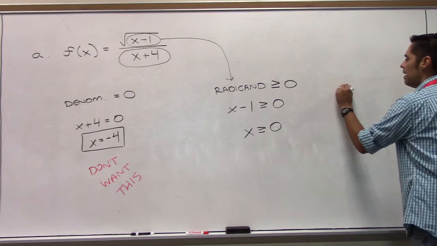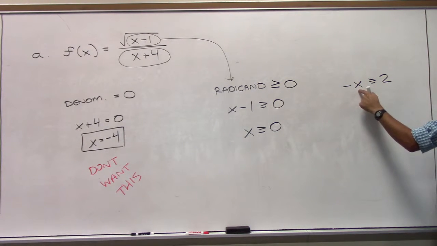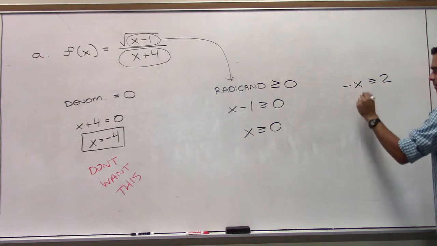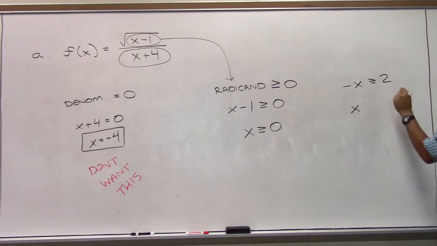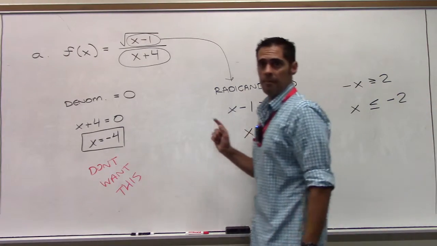For example, if I had negative x is greater than or equal to 2, and I want to turn that into a positive x, I'd multiply by negative 1 on both sides, right? If I do that, multiply this side by negative 1, I get x. Multiply this side by negative 1, I get negative 2, but the inequality flips. So with inequalities you have to be very careful.